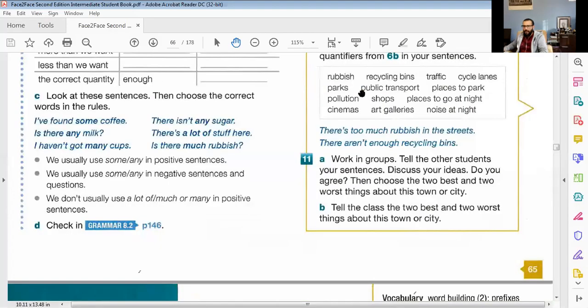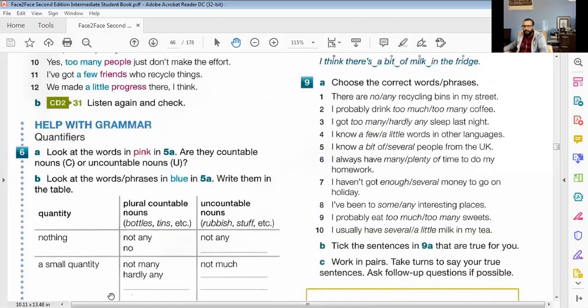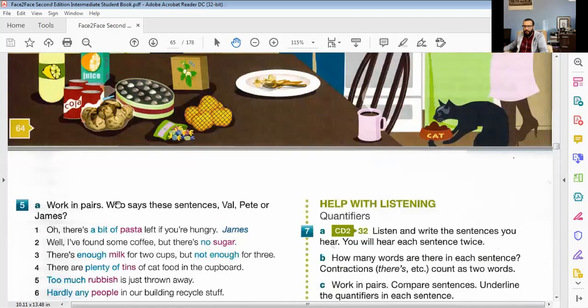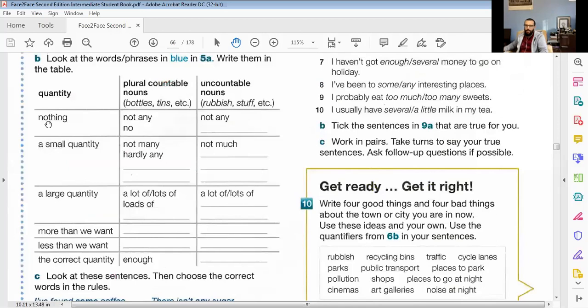So in our last lesson, if you remember, we focused mainly on quantifiers. And we learned that there are many different ways of talking about quantities. You can talk about small quantities, you can talk about large quantities, and you can also use quantifiers when you want to mention something which is more than you need, more than you want. And we also have another quantifier for things which are less than you want. And you can use enough if it's the right quantity, if it's the correct quantity. You can also use not any and no if you want to talk about zero quantity.